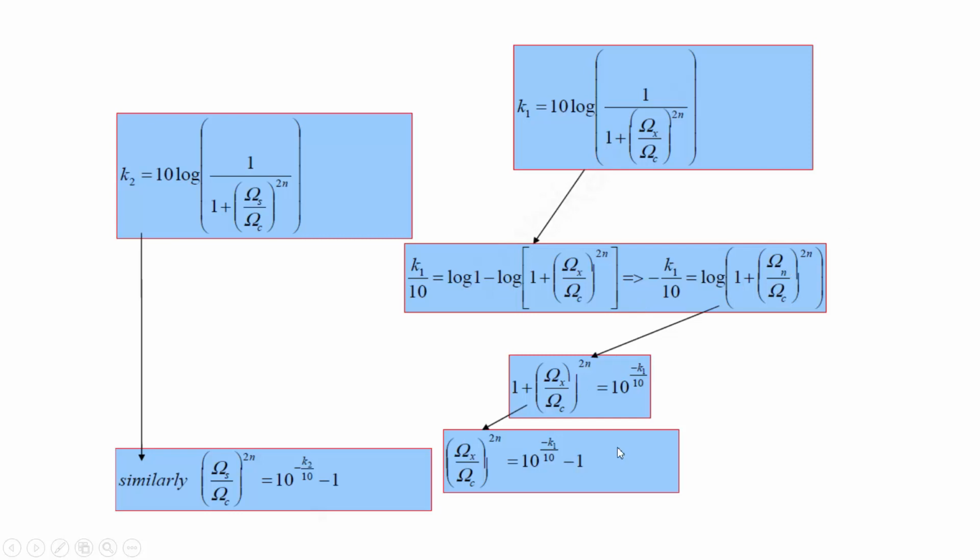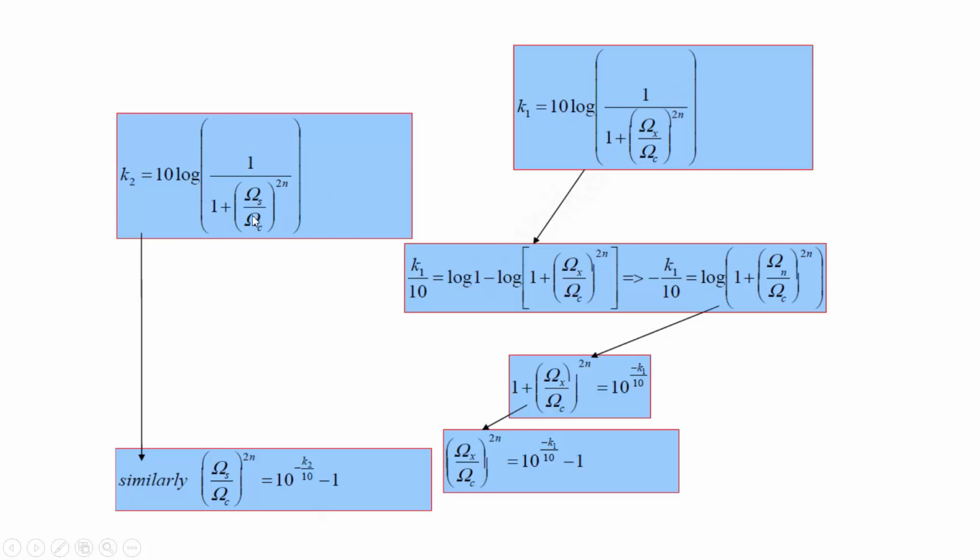So this part, which is 1 plus sigma x over 1 plus omega x divided by omega c to the power 2n, is 10 to the power minus k1 by 10, right? And we can further find omega x by omega c as 10 to the power of this value, 10 to the power minus k1 by 10 minus 1. Equivalently, we can say k2 is equal to this, because this is minus 10 dB. But in this case, this omega will be omega s. In the earlier case, it was omega x, right?